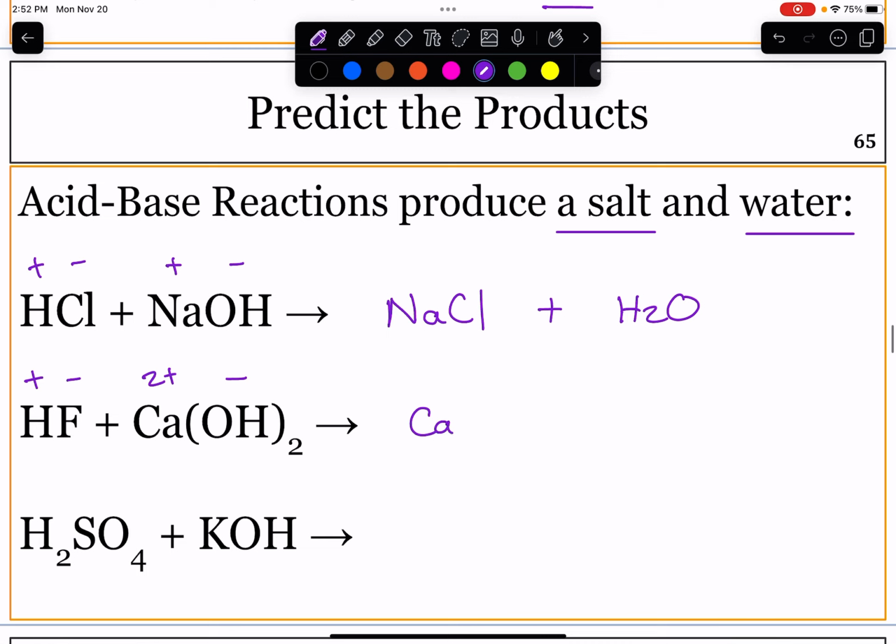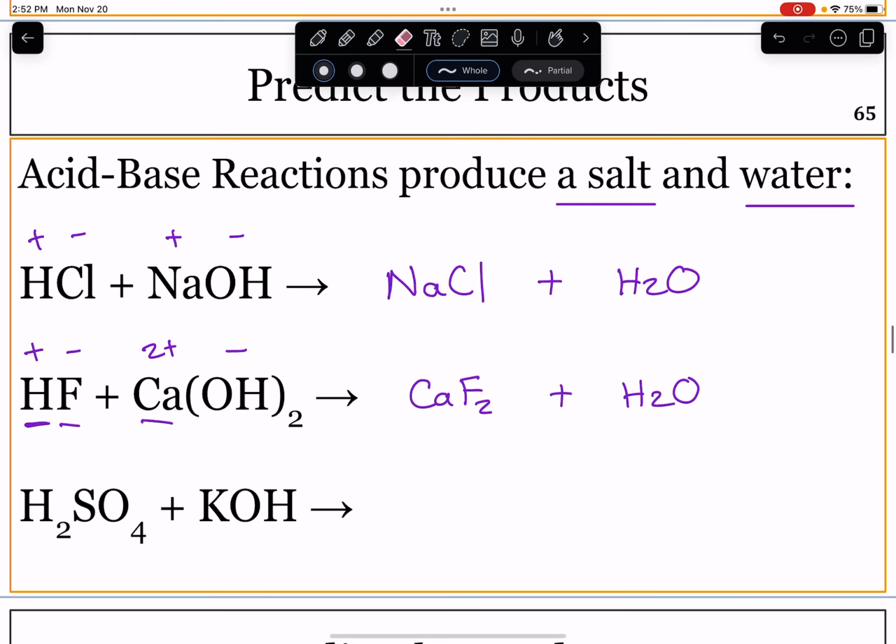Calcium is going to make a compound with fluorine. We need a neutral compound, so we need 2 fluorines to make a neutral compound with the calcium, which has a 2+ charge. Calcium fluoride is the salt in this acid-base reaction. Then we know we're also going to produce the water, which comes from the hydrogen and the OH. Don't worry about the fact that we have 2 hydroxides here. We'll take care of that when we balance this chemical reaction.